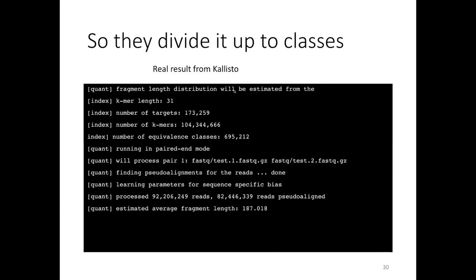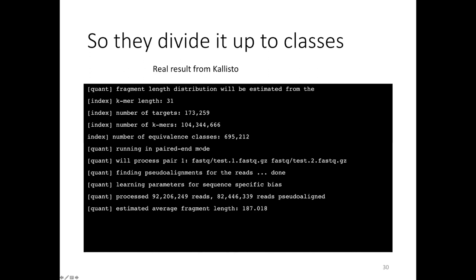Okay, so the number of targets I told you before, and the number of k-mers, and here is the number of classes. Instead of actually looking up 104 million locations, it had identified that there are only 700,000 classes that it has to distinguish between. If it finds one of these classes, that's enough to put it into one place.